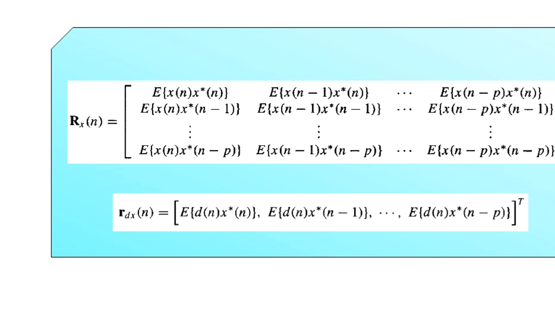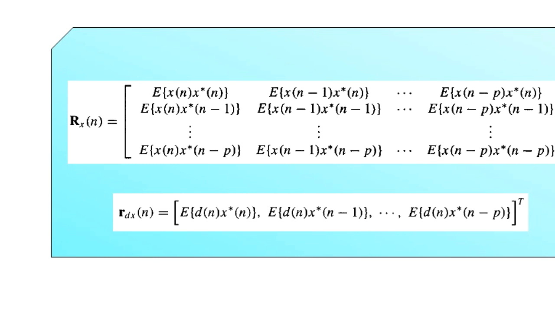And the representation on the right hand side of the earlier expression, small r suffix dx of n, will be the transpose of the vector where we have capital E of d of n into conjugate of x of n, the second element E of d of n into conjugate of x of n minus 1, and in this way E of d of n into the conjugate of x of n minus p. So this is the representation of the cross correlations between the desired signal d of n and the input related signal x of n. So for the FIR adaptive filter, we have the vector form representation of the earlier expression, where the LHS and RHS have been expressed with the help of two more expressions here.